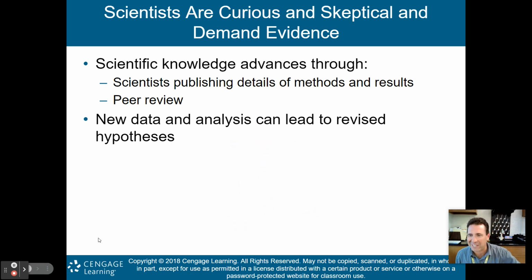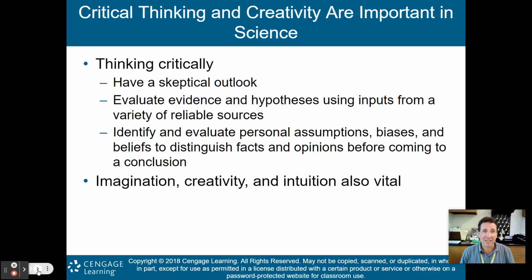All right, so one of the keys to being a scientist is that you have to be curious and skeptical about everything, and you need to demand evidence. Scientific knowledge advances through scientists publishing details of methods and results, and then peers review those methods and results and either agree with them or refute them. Then new data and analysis can lead to a revised hypothesis, if that happens.